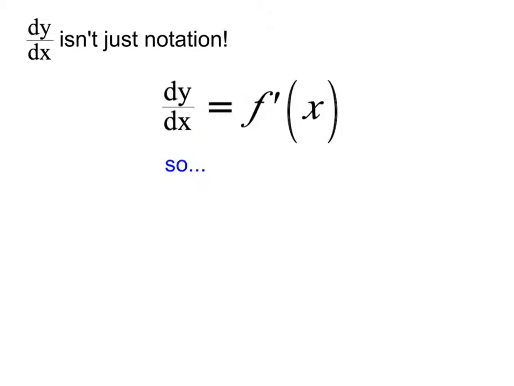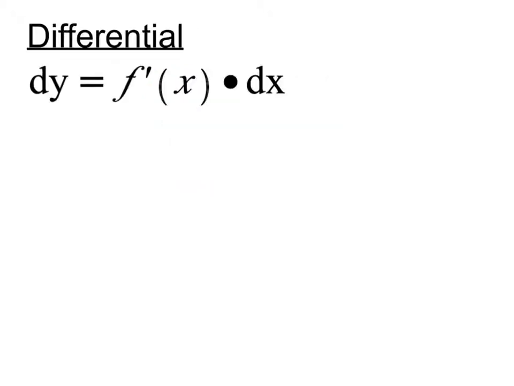But it turns out that since dy over dx actually represents two different quantities, we can do algebraic work with it. In fact, I can even solve this equation here for dy. I can multiply both sides by dx. And if we do that, we get something called the differential. This should go into your notes.